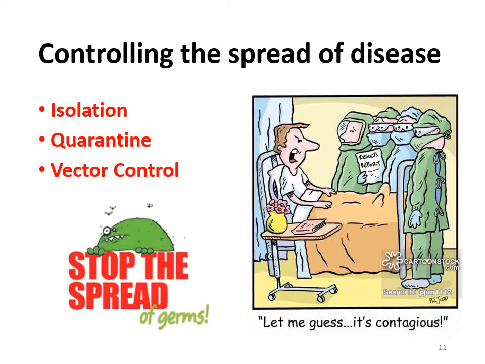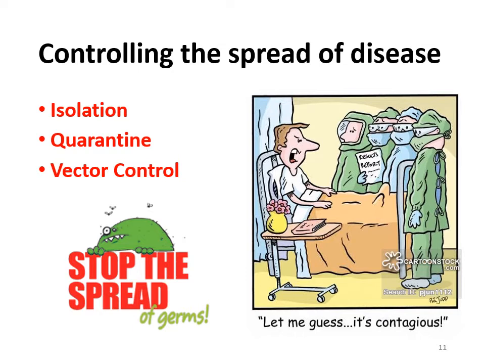The last one here is vector control. What vector control is that you destroy the habitats or food or other resources that vectors rely on. And what we mean by vector are bugs, things like arthropods, things like mosquitoes.